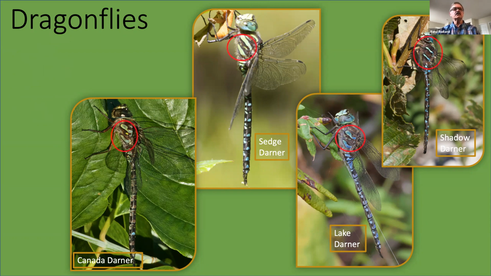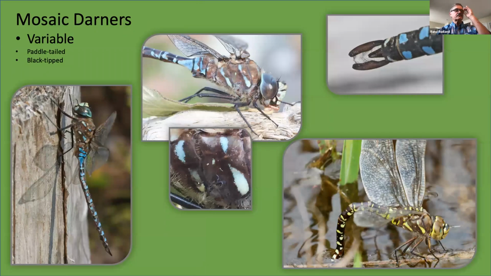And you'll see the red circles really are the primary way of identifying the different species. And if we look in more detail at some of the more common ones, this is the variable darner.